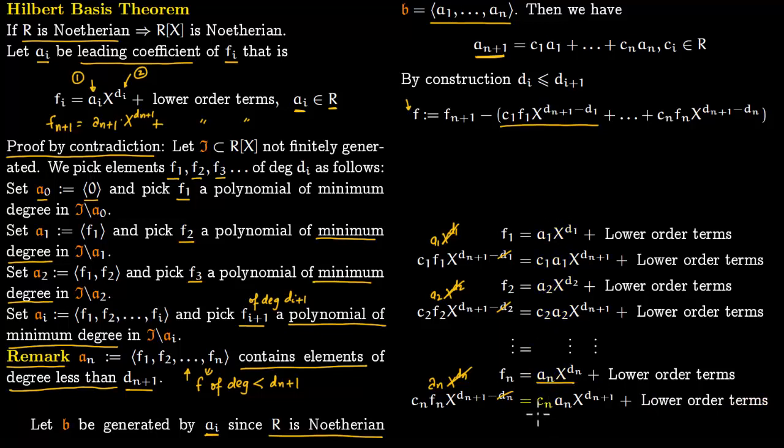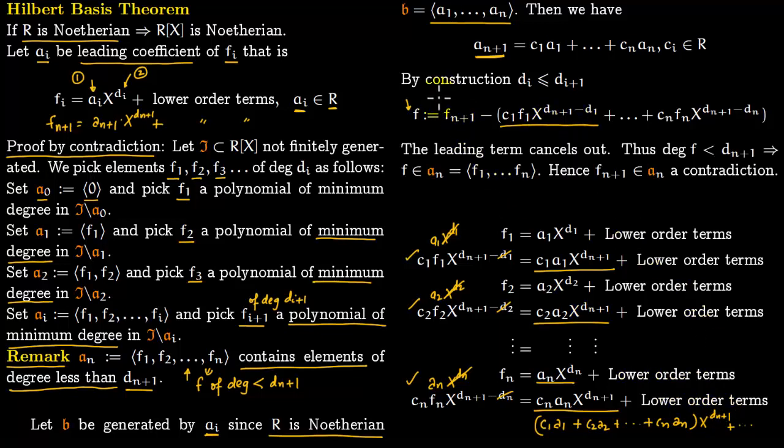Now you add all of them. If you add all of them, you can immediately see the common term is x^{d_{n+1}}. So you take x^{d_{n+1}} common and you're left with c_1 a_1 plus c_2 a_2 all the way to c_n a_n, times x to the power of d_{n+1}, and some lower order terms. This is precisely a_{n+1}. So you're adding all these things, and your leading term is a_{n+1} times x^{d_{n+1}}. This is the leading term here. So the leading term cancels out. There is no term of degree d_{n+1} in f. So the degree of f is strictly less than d_{n+1}.